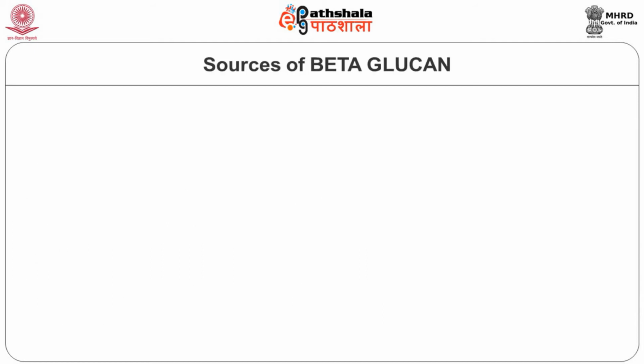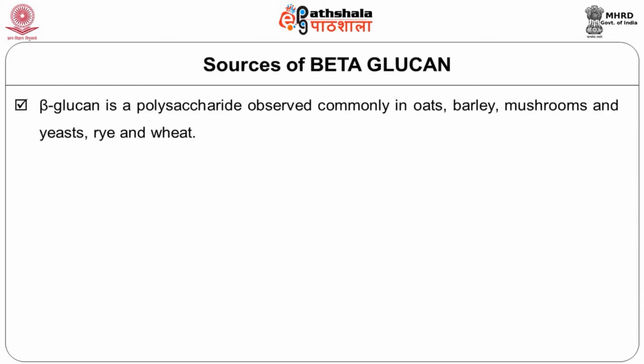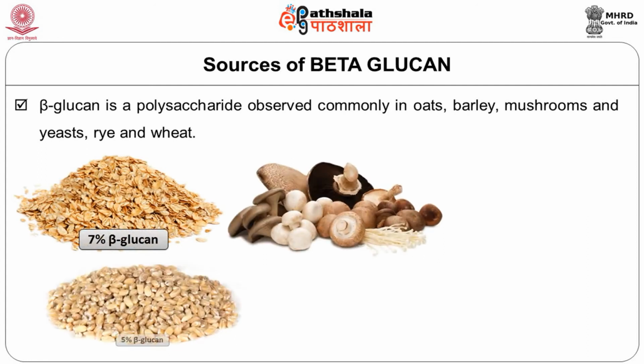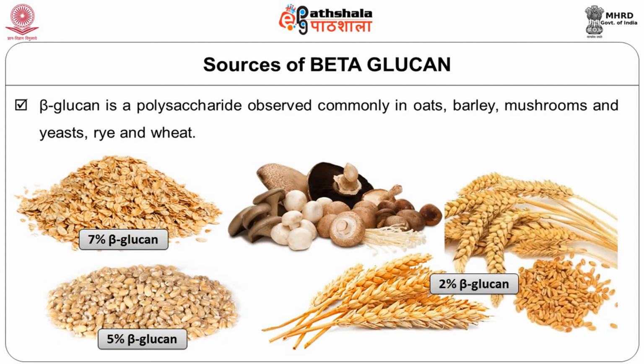So, what are the various sources of beta-glucan? Beta-glucan is a polysaccharide observed commonly in oats, barley, mushrooms and yeast, rye and wheat. Oat bran contains about 7% beta-glucan. Dry rolled oats contains about 5%, as does pearled barley. Whole wheat and rye contain about 2% of beta-glucan. Psyllium husk also shows considerable amounts of beta-glucan.